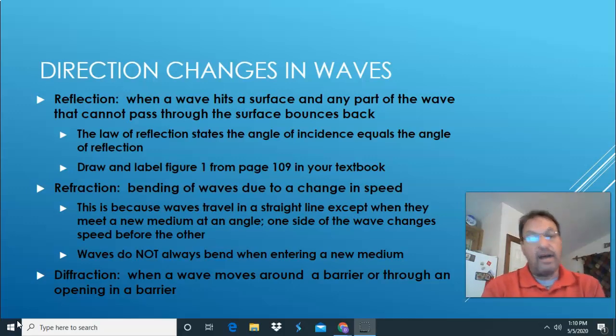And waves do not always bend when entering a new medium. Sometimes they do, but sometimes they don't. But then diffraction is when a wave moves around a barrier and through an opening in a barrier.